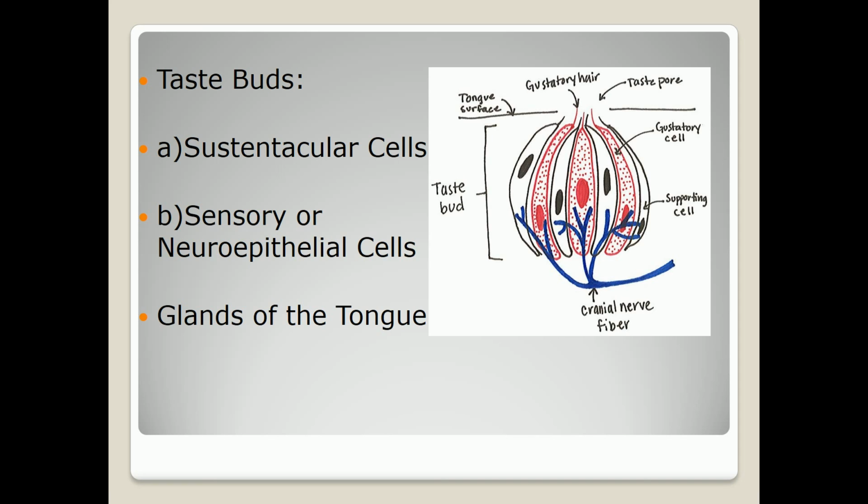The taste buds are composed of two types of spindle-shaped cells. One is the sustentacular cells. These are tall cylindrical supporting cells which form the cover and hold the sensory cells in the taste buds. These cells are spindle shaped, uniformly elongated with an oval nucleus. And second, sensory cells or neuroepithelial cells. These cells are tall, spindle-shaped, slender cells situated between the sustentacular cells. They are also called gustatory or taste cells.